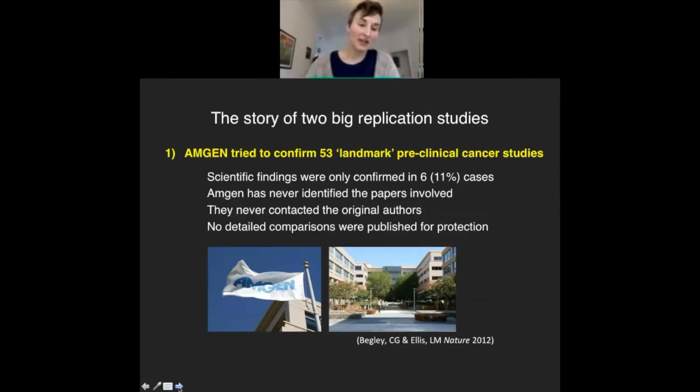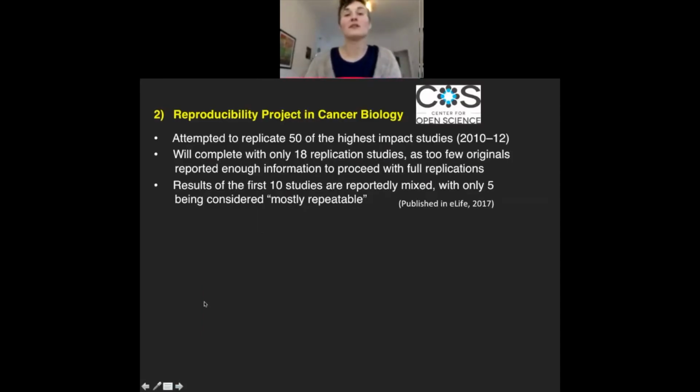But there was another quite famous study, the Reproducibility Project in Cancer Biology, carried out a few years later by the Center for Open Science, which is a non-profit organization also based in the US. They attempted to replicate 50 of the highest impact cancer biology studies published between 2010 and 2012. And recently they announced they will only complete 18 replication studies, because too few originals reported enough information to proceed with full replication.